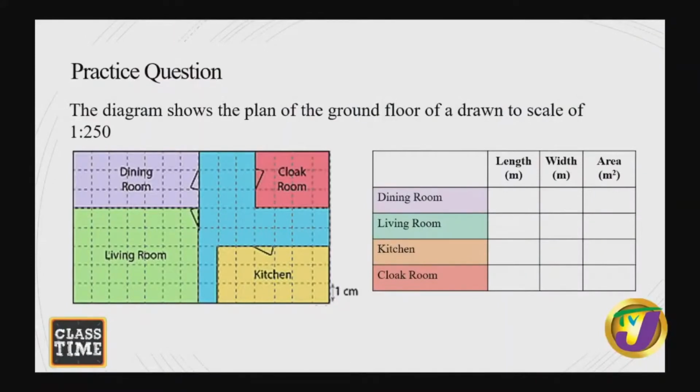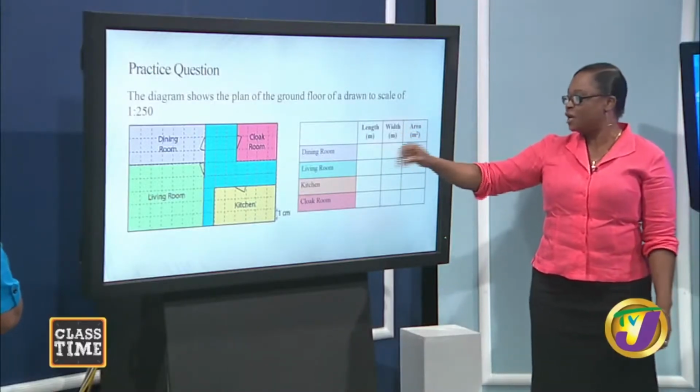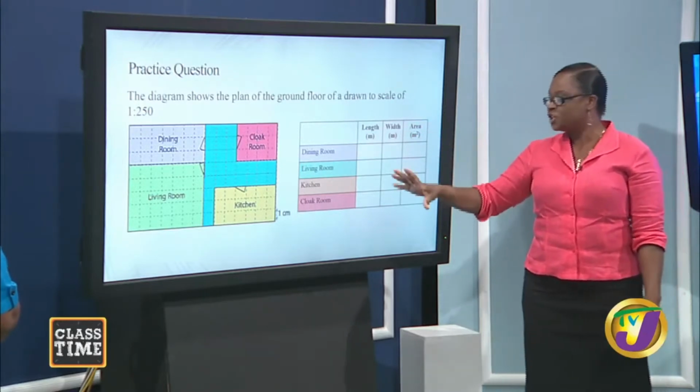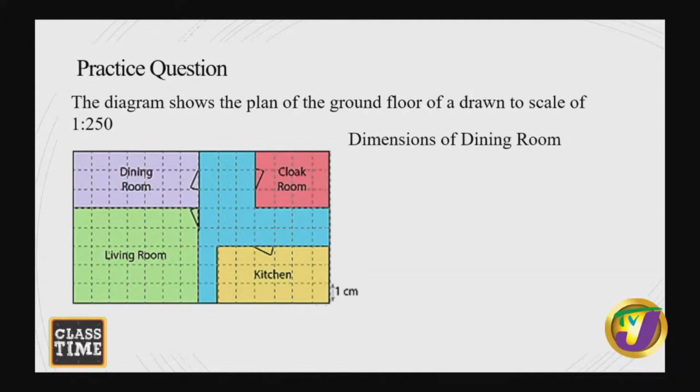We are now required to complete this table. We are completing the table to find the length in meters. Please pay attention to this. In meters of the dining room, the living room, the kitchen, and the cloakroom. We find the length, we find the width, and we will find the area. Now, before we go into completing the entire table, I want us to explore the dimensions of the dining room.